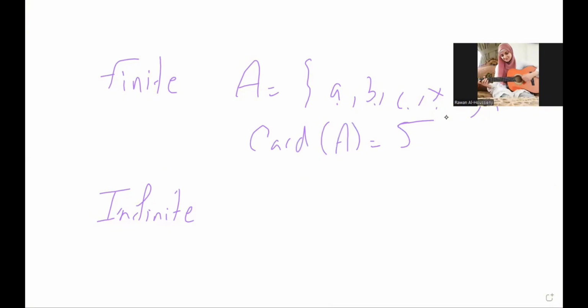As long as we are able to count the number of elements of the set, it's called a finite set. So here the number of elements in the set A is countable. I can count these elements in the set A. So it's a finite set.